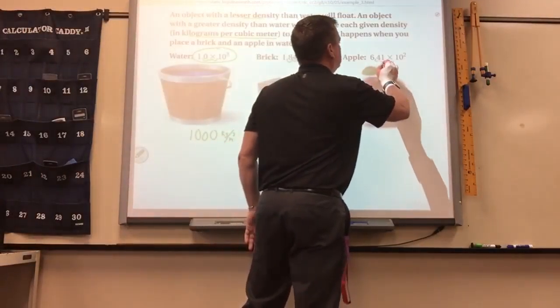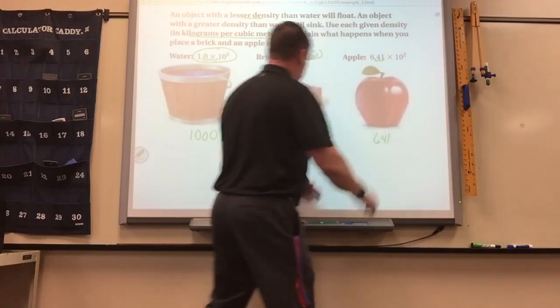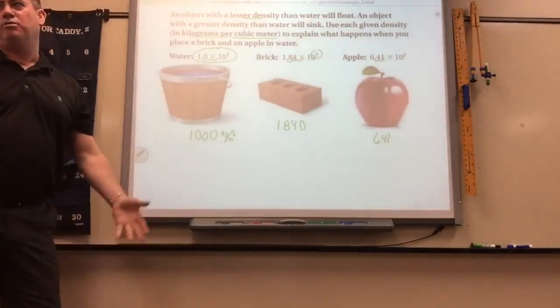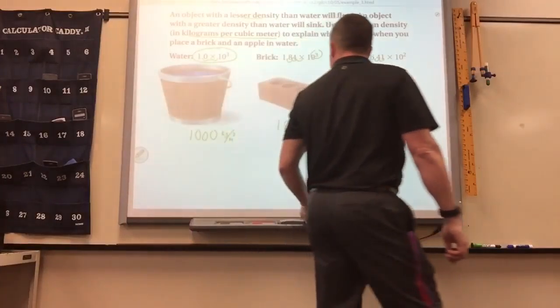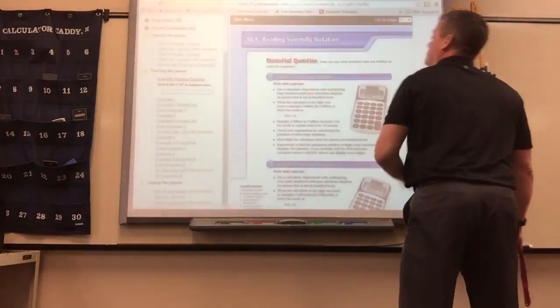This one, 641, which is less than that, so it would float. Okay? I would have thought a brick would have been higher than that. I don't think that's right.